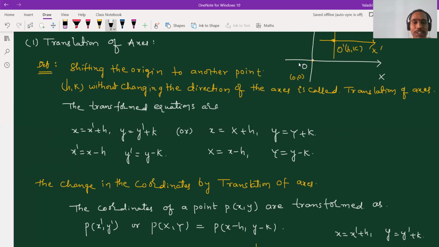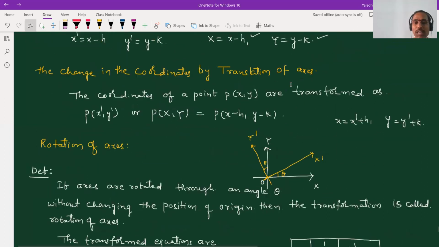From this, you should write x dash is equal to x minus h, and y dash is equal to y minus k, or capital X is equal to x minus h, and capital Y is equal to y minus k. Right, now the same applies here. What are the changes in the coordinates? When I take x dash and y dash, or capital X and capital Y, you should write it like this. So P of x minus h, y minus k. See here, these are the changes in this one.